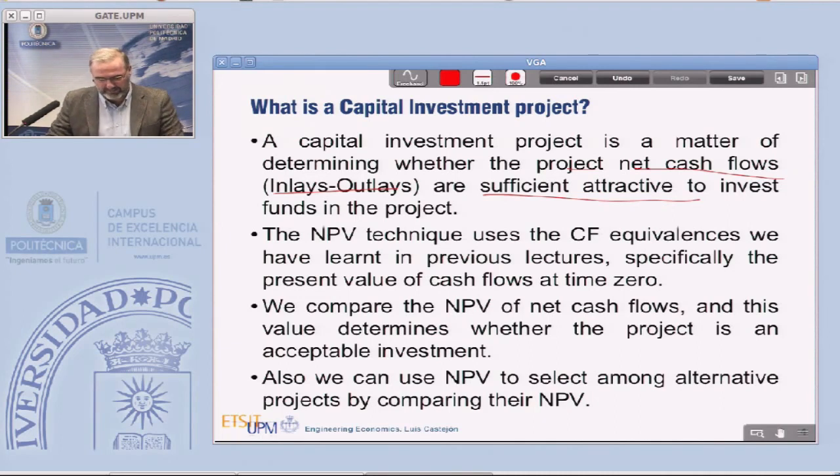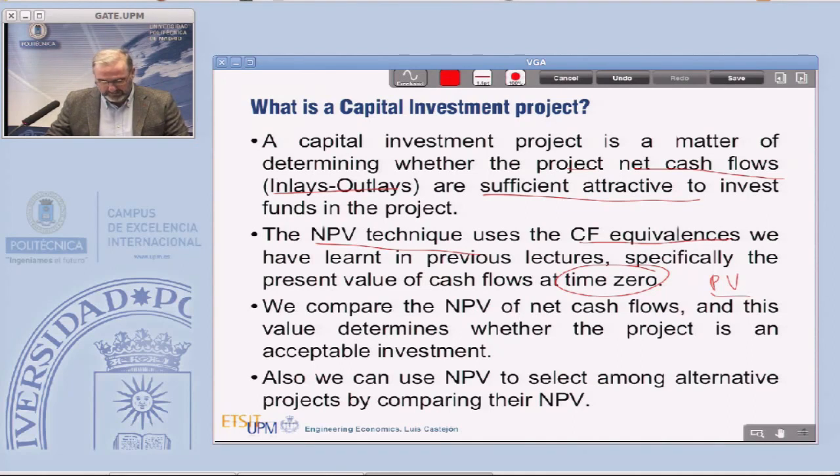What does the net present value technique do with these cash flows? The net present value technique uses something we know very well, which is the cash flows equivalence over time. So, future values, present values. Specifically, the net present value calculates the present value of cash flows at time zero. This is the most important thing. We are talking about present value.